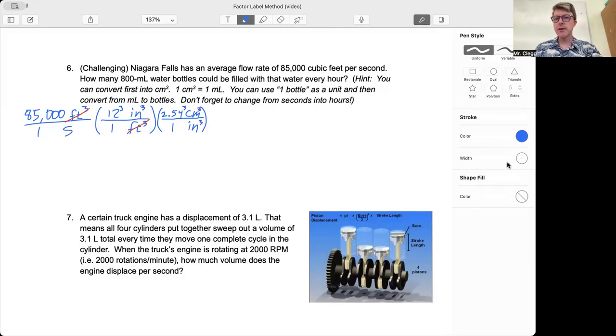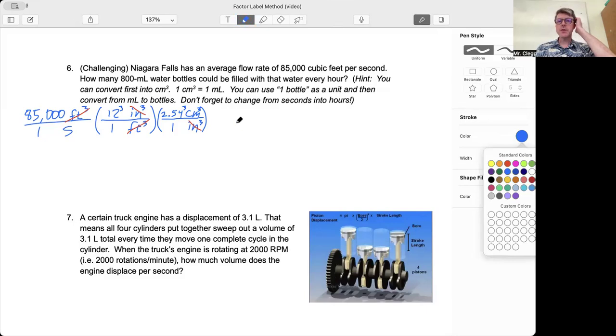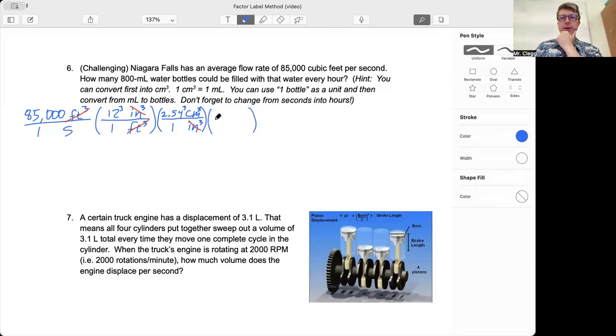So now we've got our cubic inches going up into cubic centimeters. And just cube all the conversion factors. Now we've got cubic centimeters per second. That's going to be a much bigger number, but same volume. Let's go ahead and keep going so we get all the way to milliliters.